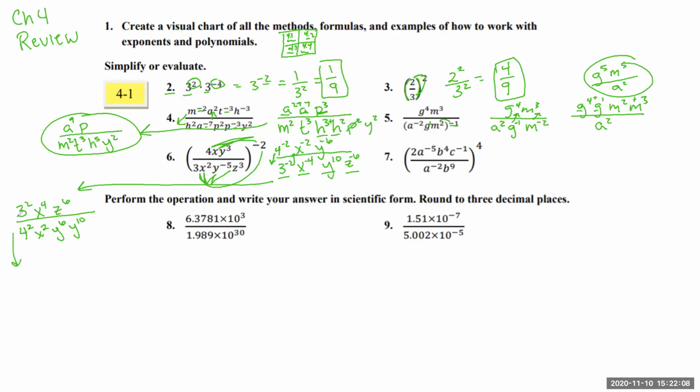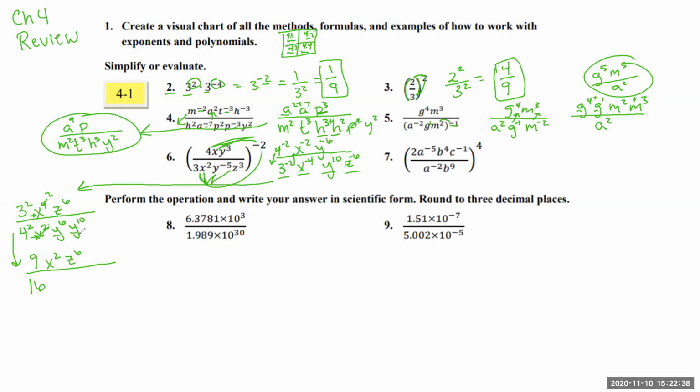The numbers that we have, 3 to the 2nd is going to be 9 up here, and 4 to the 2nd on the bottom is going to be 16. We can go ahead and see same bases. So we have an x to the 4th and an x squared. When we divide those, the exponents need to be minus. So we have 4 minus 2, which is going to give us x to the second, because it'll get rid of it there and just leave 2 here. Z to the 6th, because it's the only z there, we're just going to leave it there.